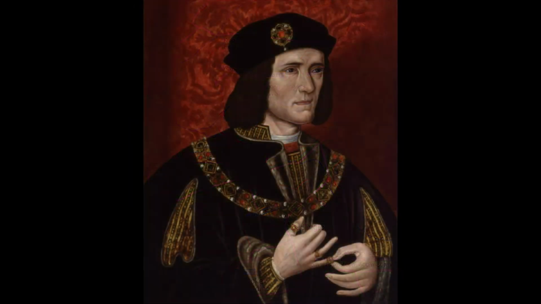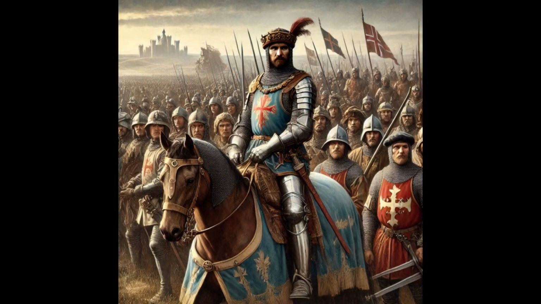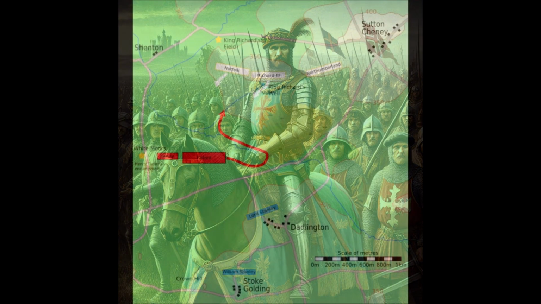Richard III commanded an army that was numerically superior to Henry's, with estimates suggesting that Richard's forces numbered between 10,000 and 15,000 men. His troops were primarily composed of northern soldiers, who were fiercely loyal to the king, as well as mercenaries hired to bolster his ranks. Richard's forces were well-equipped and experienced, reflecting his own background as a military leader who had fought in several key battles during the Wars of the Roses.